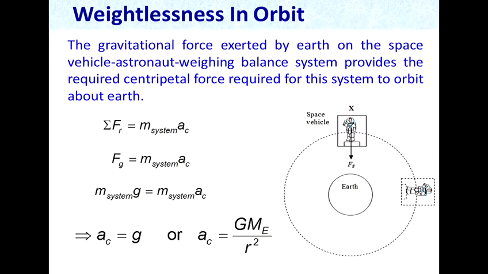So the centripetal acceleration at this position is no longer 9.81 because you are very far away from the surface of Earth. The value of this g will be much smaller, but it is not zero. Now, what this acceleration value means is that all the three bodies, whether the space vehicle, the astronaut, or the weighing balance, all three have the same acceleration equal to g, which is calculated by this expression.